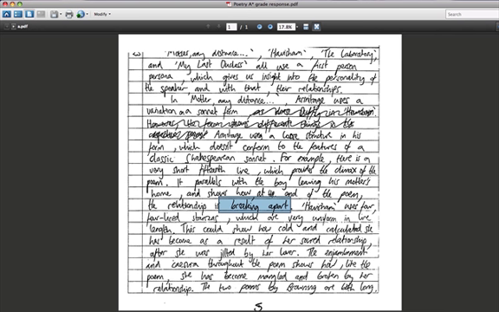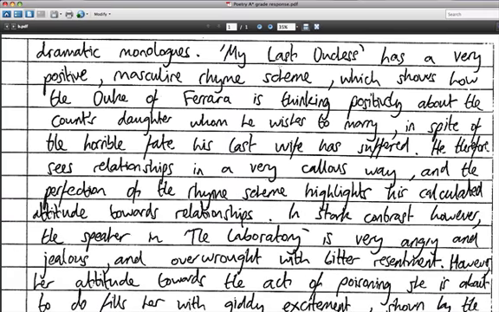The 2 poems by Browning are both long, dramatic monologues. My Last Duchess has a very positive masculine rhyme scheme. So first thing that's actually mentioned about it is dramatic monologues. So obviously that tells us what type of writing it is, and obviously gives us an idea of what the poet intended by making them dramatic monologues straight away. And also starting to discuss the masculine rhyme scheme, which shows how the Duke of Ferrara is thinking positively about the Count's daughter, whom he wishes to marry in spite of the horrible fate his last wife has suffered.